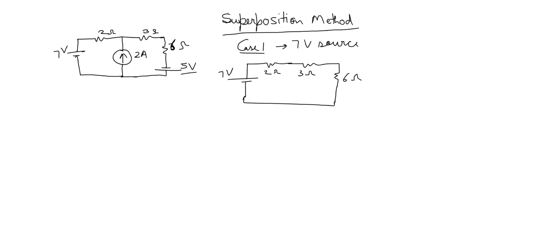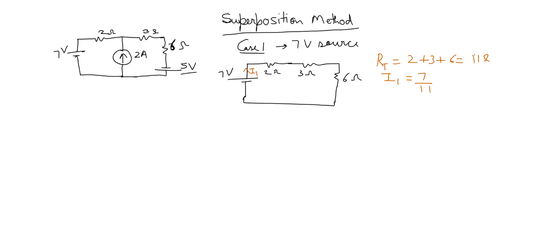Let's suppose the current flowing through this circuit is I1. This is a series circuit, so R total will be 2 ohm plus 3 ohm plus 6 ohm, because they are all in series. So this becomes an 11 ohm resistance. And I1 will be the total voltage, that is 7 volt, divided by the total resistance. So 7 divided by 11 gives me I1.